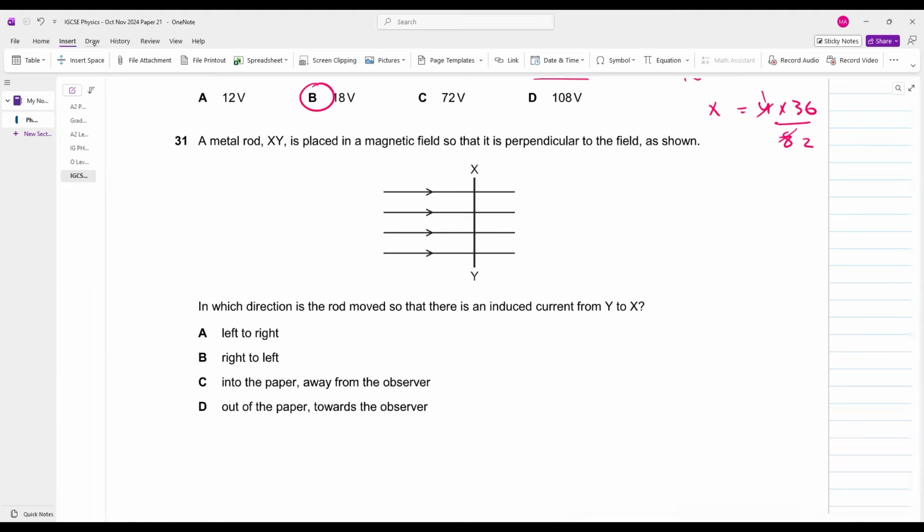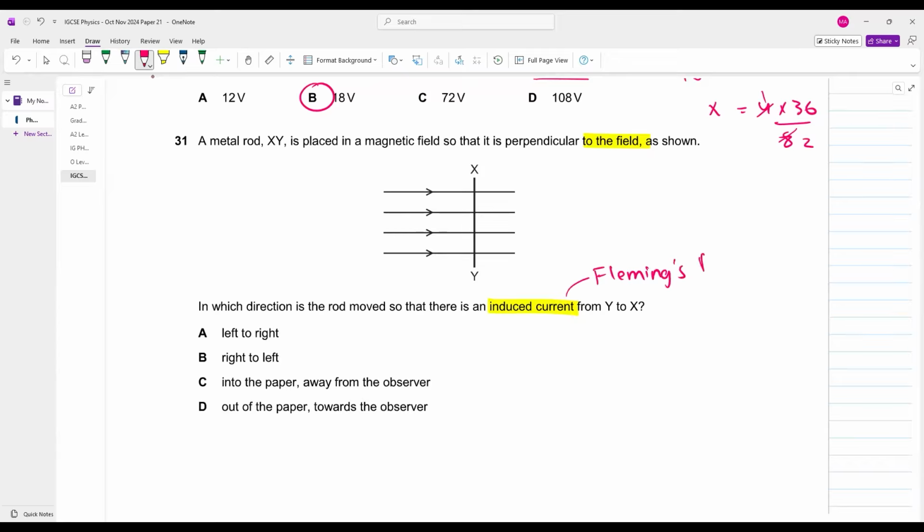A metal rod is placed in a magnetic field so that it is perpendicular to the field as shown. ठीक है. In which direction does the rod move so that there is an induced current? हमेशा induced current जब भी produce होगा, which law will you apply? Fleming's right hand rule. Your current flows from where to where? Y to X. इस तरह आपका current flow कर रहा है.